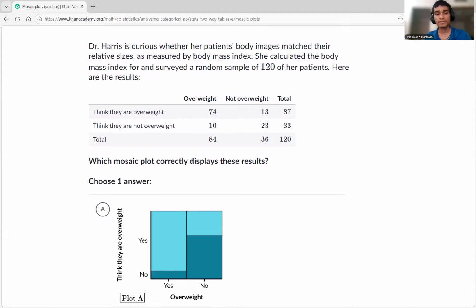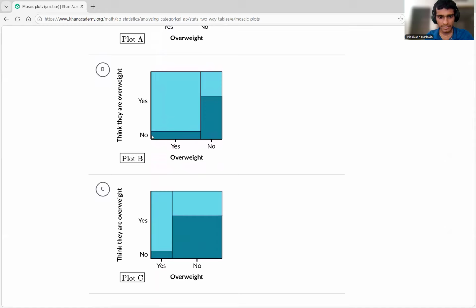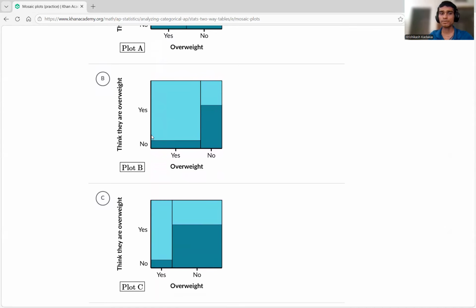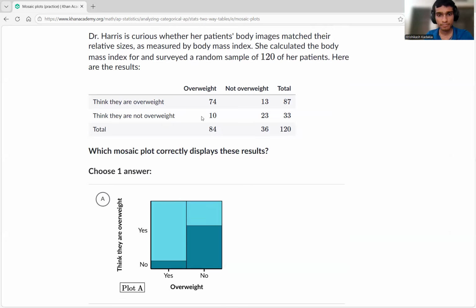Now this one should be where a yes, no should be there. Think they are overweight is yes, A, B, C. We see all the three options. They're all on the left. So their thinking process is on the left, then the overweight position could be on the far side. So now yes and no. How many people are actually yes? Let's see first. 87 yes, 33 are not overweight.